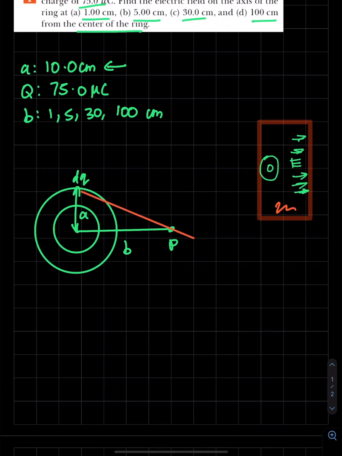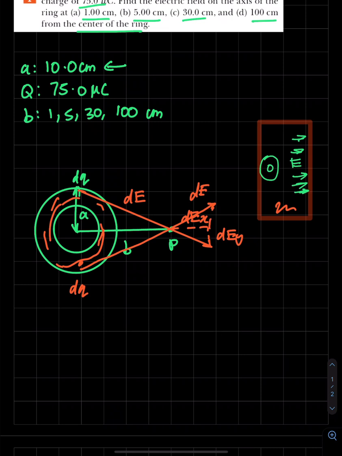Now remember that because Q is positive, the field will be pointing away from the element, the charged ring. So whenever we draw, it would be away. And the hypotenuse here would be dE. From observation, we can see that dE is made up of two components, dE of x and dE of y. Because dq exists all over the ring, we can also draw another dq here that also contributes dE, made out of dE of y and dE of x.